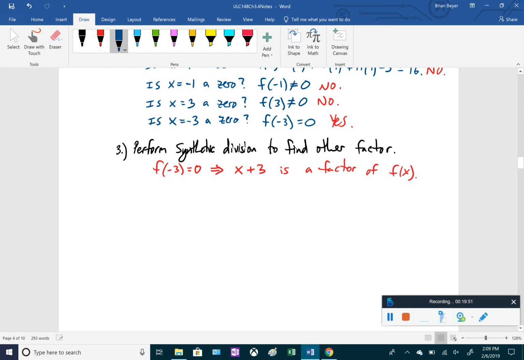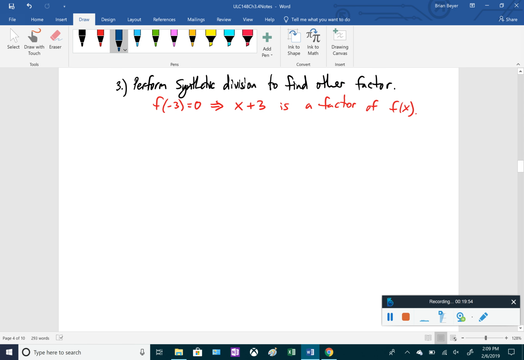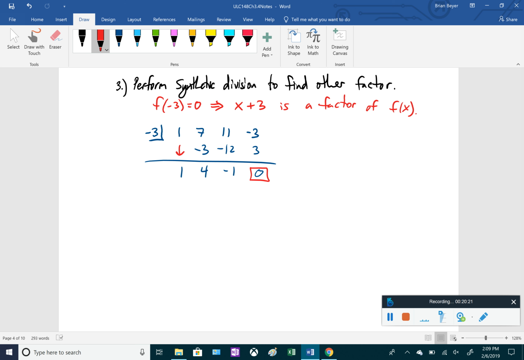So performing synthetic division here to find the other factor, -3 is the c value. The coefficients of the dividend are going to be the coefficients of the function, which were 1, 7, 11, negative 3. Bring down the 1, multiply, add, multiply, add, multiply, add. And based on the remainder theorem, we know that we should be getting a 0 for our remainder because we already knew f of negative 3 was 0. So if we divide by x plus 3, the remainder should be 0.